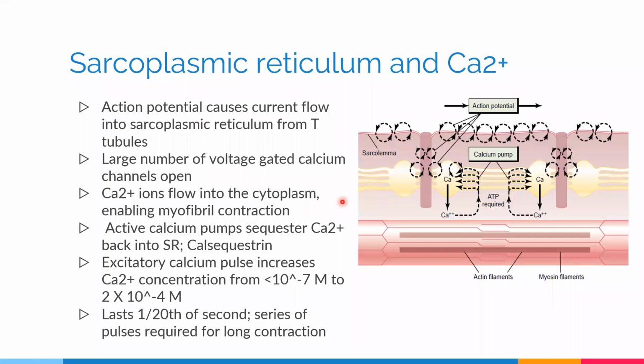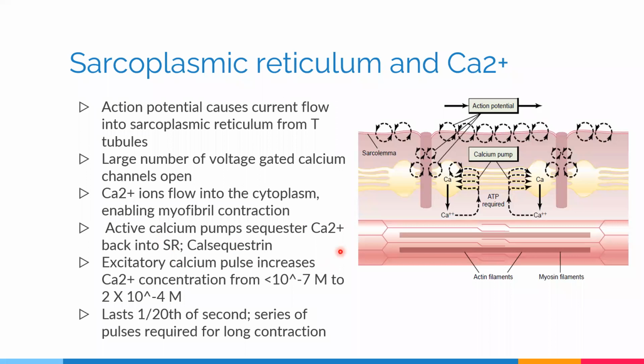Once the contraction is over, calcium ions need to be sequestered back into the sarcoplasmic reticulum fast. And this is done using active calcium pumps which sequester calcium ions back into the sarcoplasmic reticulum. Sarcoplasmic reticulum also contains a protein known as calsequestrin, which can bind to calcium in large amounts and helps to remove excess calcium present in the sarcoplasm after the contraction has occurred.